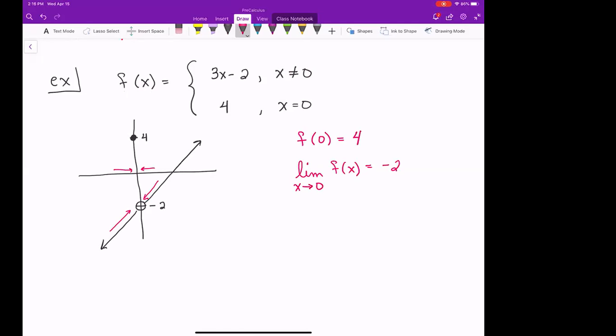Even though there isn't a point there, that's okay. That is me knowing that I'm approaching that value. So limits are about approaching, not about what actually happens once you get there.